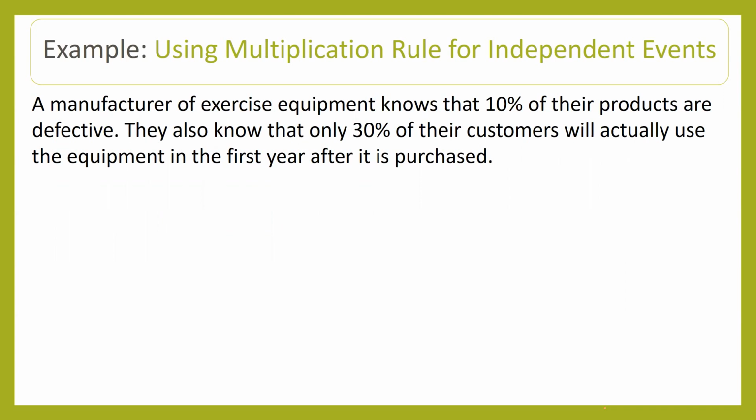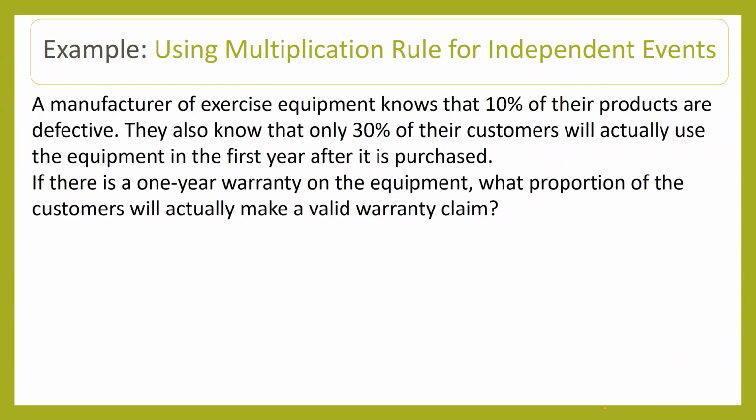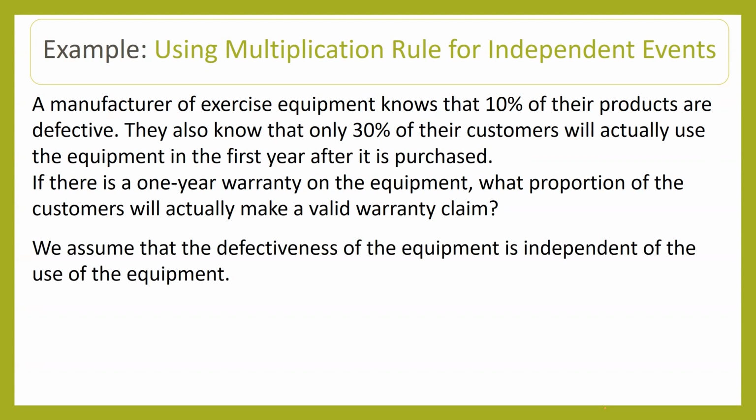All right, so another very interesting example, which is very commonly used in schools. A manufacturer of exercise equipment knows that 10% of their product is defective. They also know that only 30% of their customers will actually use the equipment in the first year after it's purchased. If there is a 1-year warranty on the equipment, what proportion of the customers will actually make a valid warranty claim? The 1 year is given, and only 30% of those who buy the product will usually use it in the first year. So the question is, what proportion of customers will actually make a valid warranty claim?